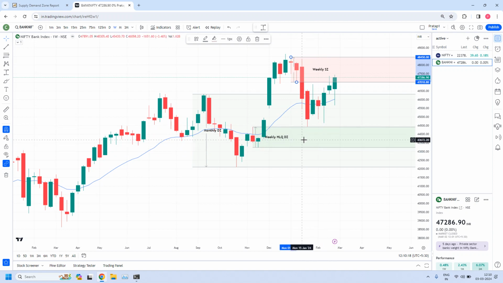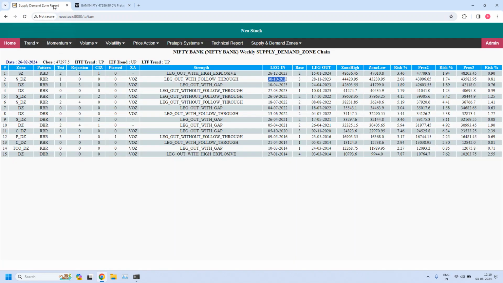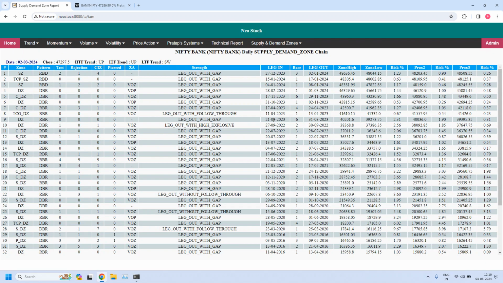Next, we need to identify the lower levels. So what is the lower level? Daily. The next level is daily. So let us identify the daily zones and daily high liquidity zones. So going back and changing the time frame to daily, and I am generating the chain for daily. We need to wait for a few seconds. Okay, now the daily supply demand zone chain is generated.